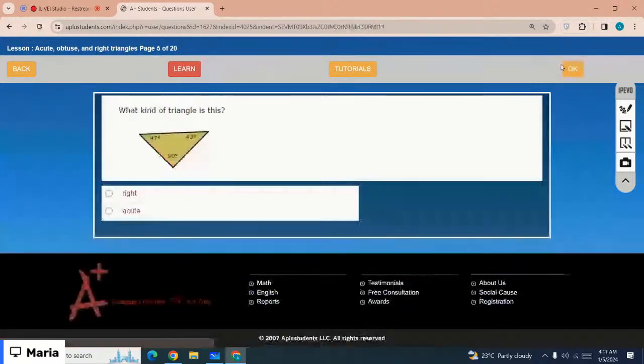What kind of triangle is this? The measurements of the angles are 90 degrees, 43 degrees, and 47 degrees. Which is the correct option?